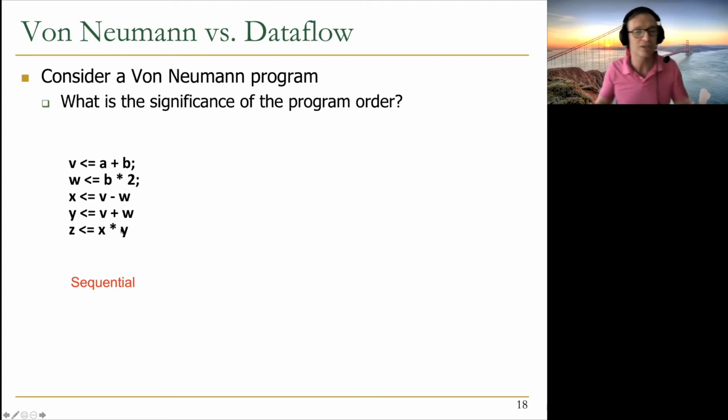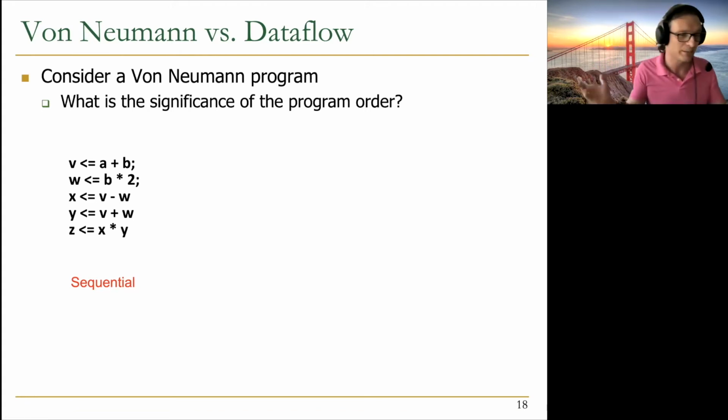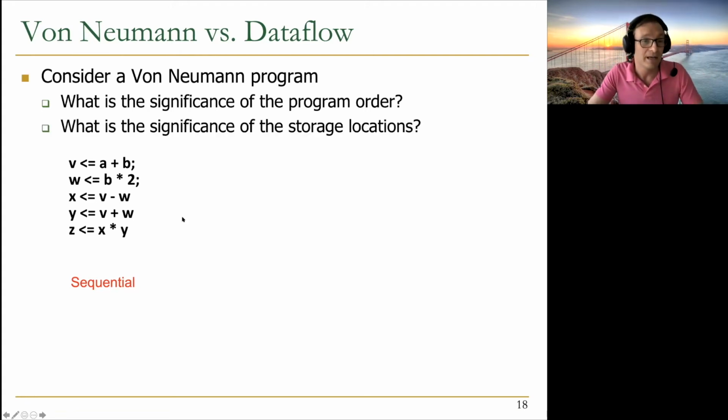So that program order enables you to think maybe more easily, potentially, right? And then I will also ask, what is the significance of the storage locations? So assume that all of these are allocated to some registers. So you see V and W over here. But if you look at V and W, they're intermediate values, right? Assume that Z is the only output from this program, and you're going to print it somewhere, for example. V and W are really not important.